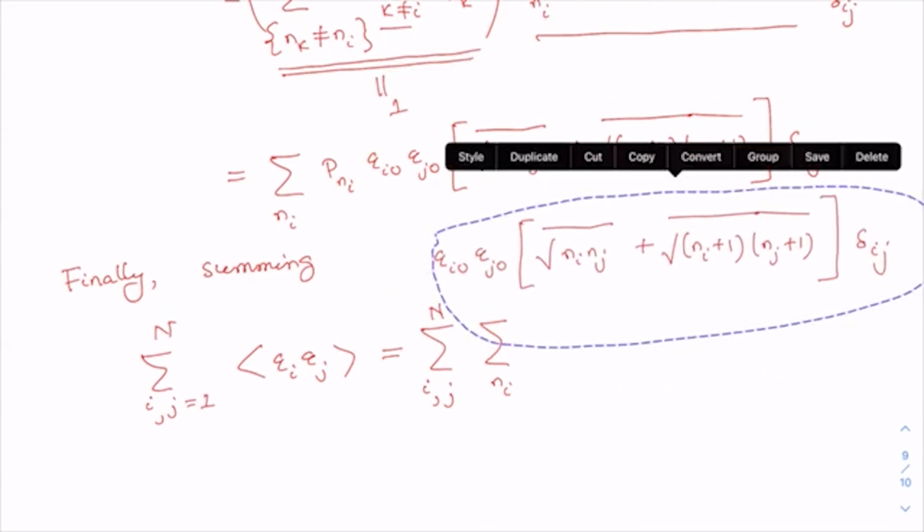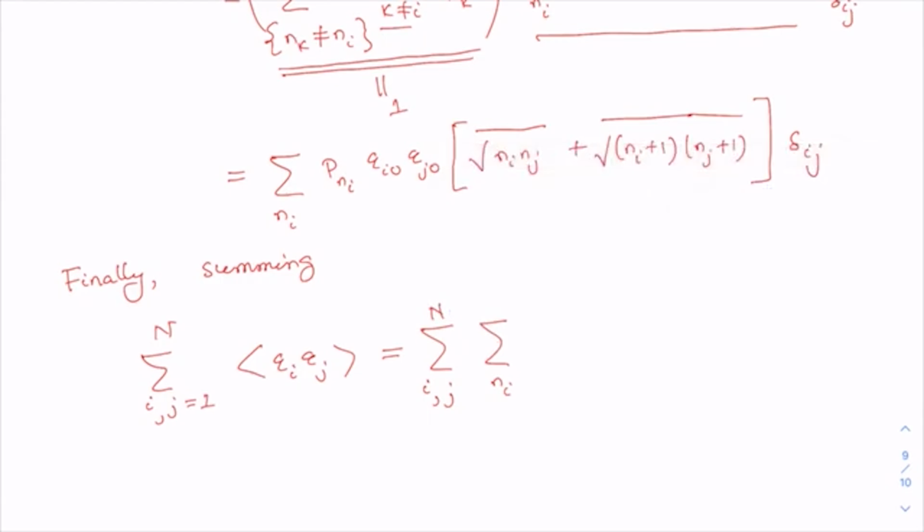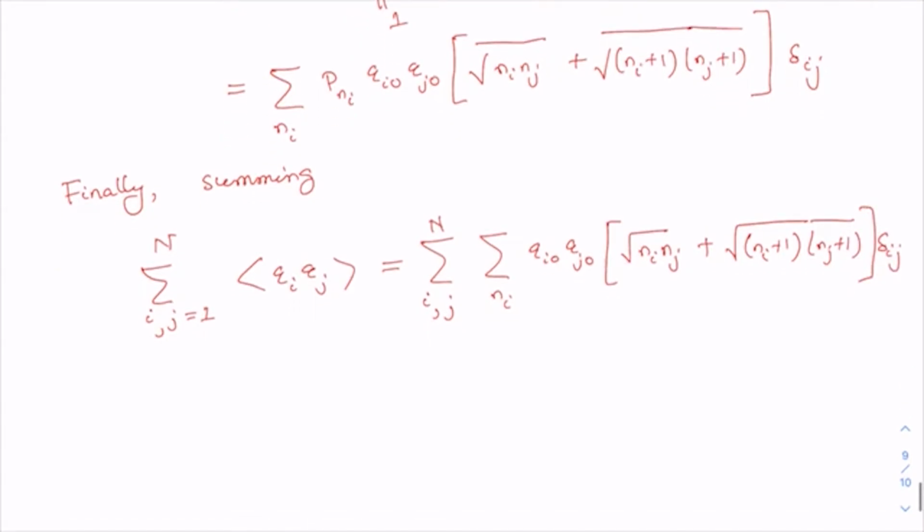Okay, I have to write it again. So I will have qi0 qj0 square root of ni nj plus this one nj and delta ij. Fine, so this you can easily evaluate. Because of this Kronecker delta, I put i is equal to j, then I'll be left with only one summation. There were basically two summations.